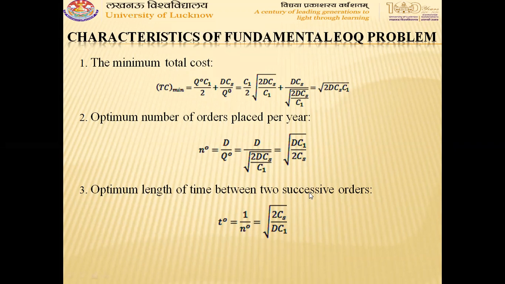And the optimum length of time between two successive orders. So N into T was 1, so T naught will be 1 upon N naught, that is root of 2 CS upon D C1.